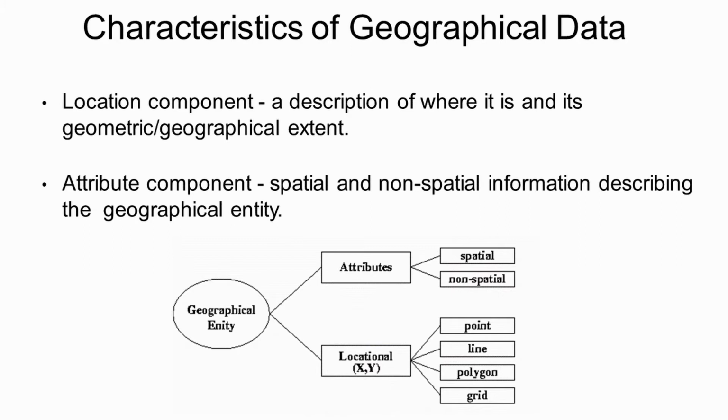The second component of the data is the attribute. This is information describing the geographical entity. Where the location component is concerned with defining the location of the object of interest, the attribute component is concerned with its non-geographic traits and characteristics.